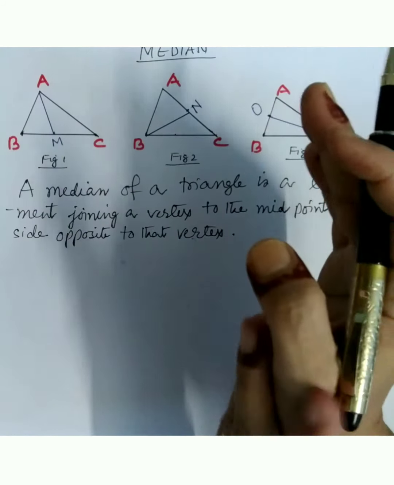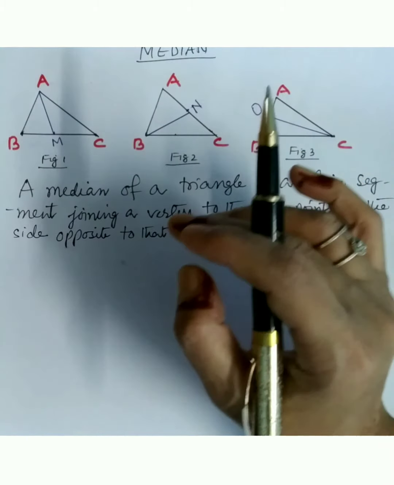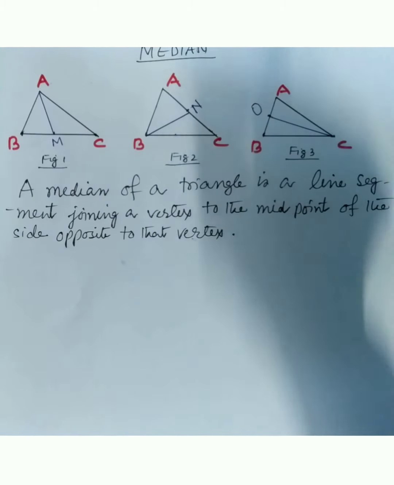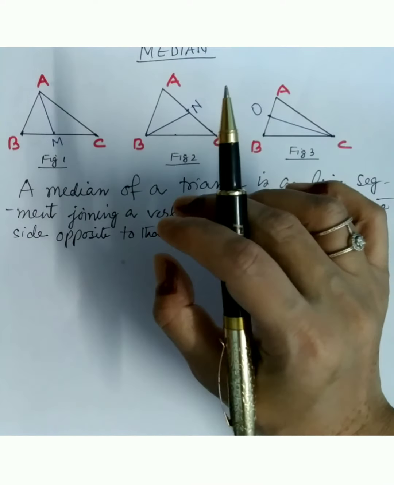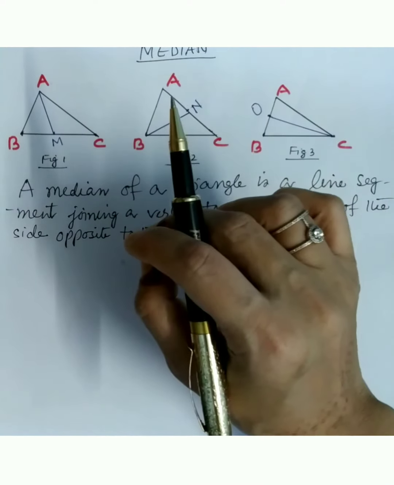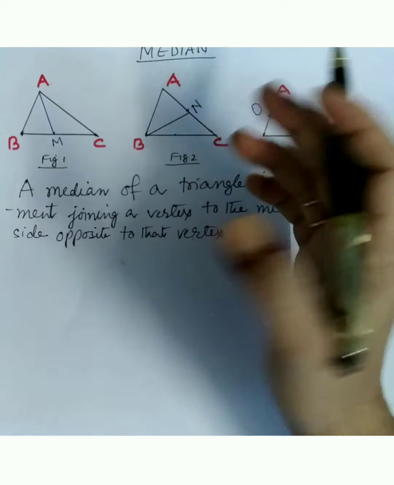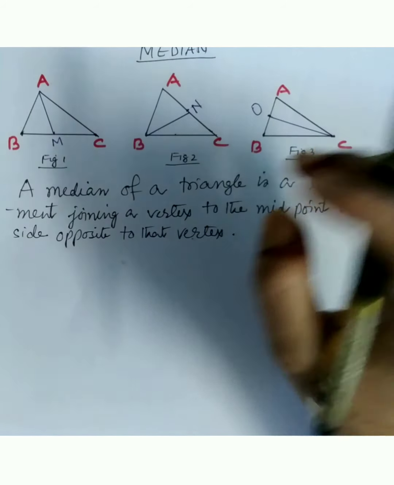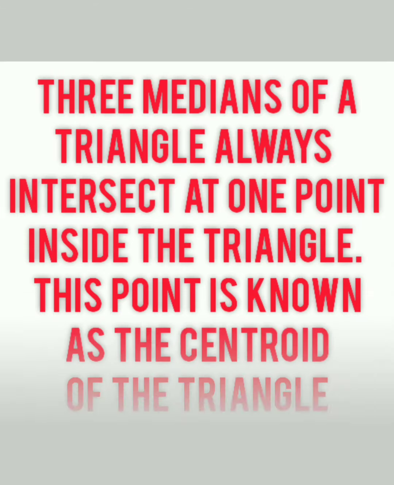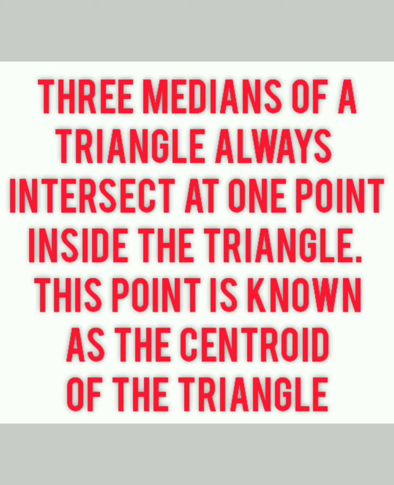That means there are a total of 3 medians, as 3 vertices are there, and these 3 medians always meet at a point inside the triangle. Okay. And irrespective of the types, these medians always meet at a single point in each triangle. The 3 medians intersect at one point inside the triangle, and this point is known as the centroid of the triangle. Okay.